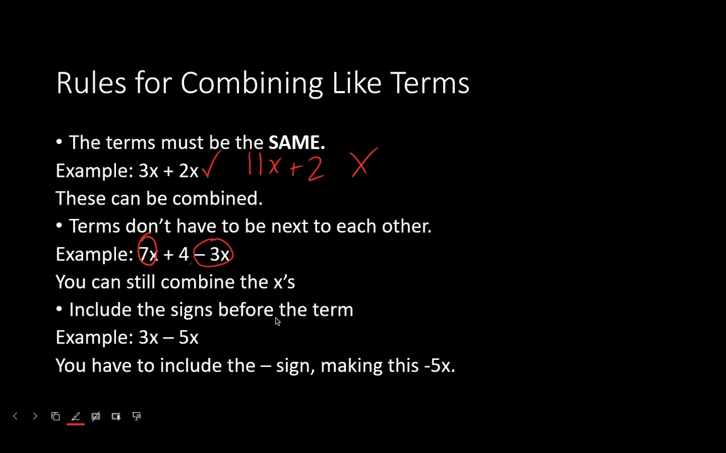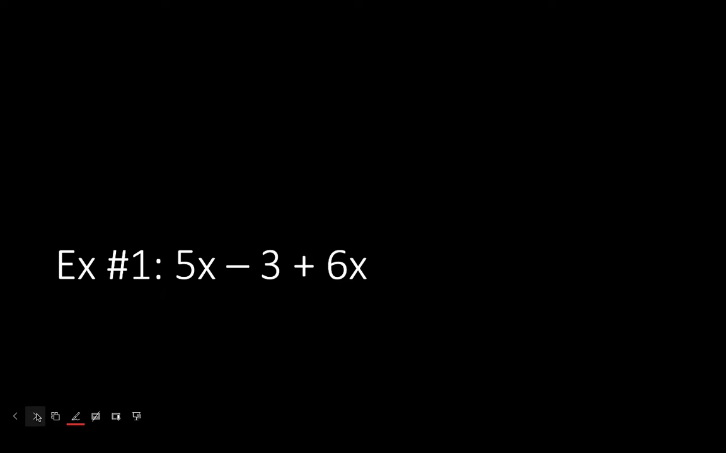Include the signs before the term. Example, 3x minus 5x. You have to include the negative sign, making this negative 5x. Example number 1, 5x minus 3 plus 6x.